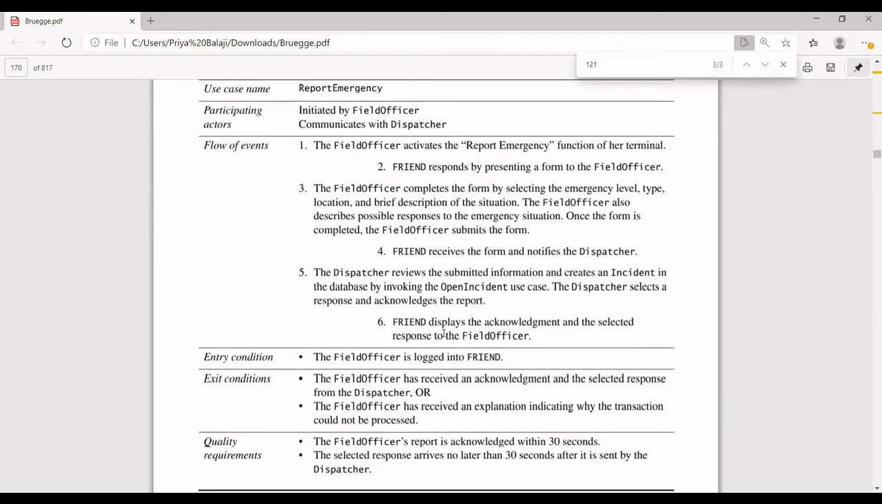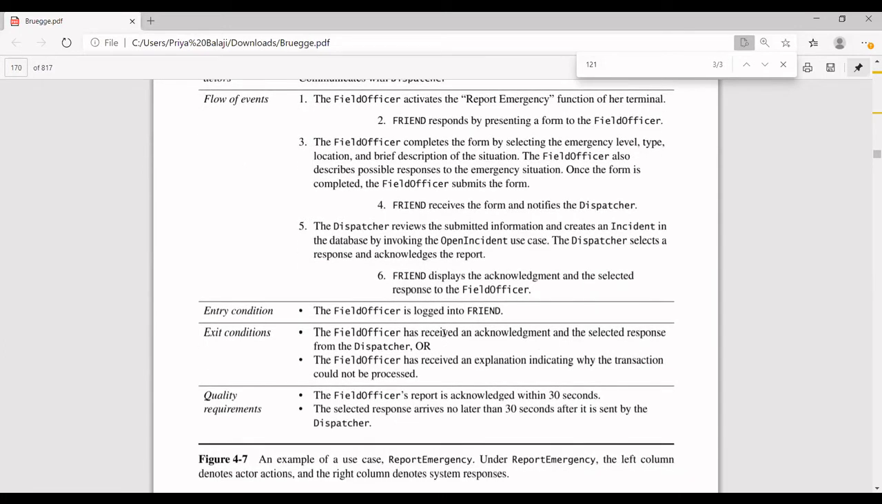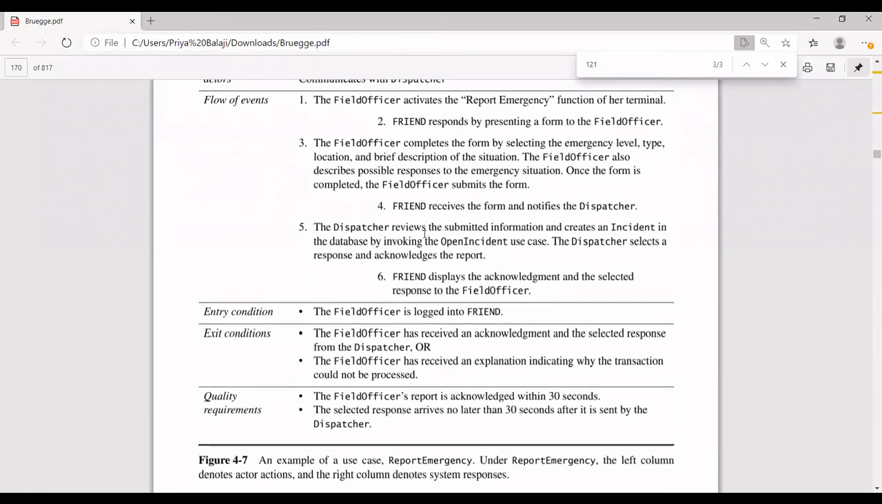So what is the entry condition? When you log in, that is an entry condition. What is the exit condition? Once you get the acknowledgement, or if any transaction fails, or you cannot process it, that also can be an exit condition. And what is the quality requirement? Within 30 seconds or within 15 minutes, you have to get the resources. After 15 minutes or after 1 hour or 2 hours, if you are getting the resources, there is no use of the particular application. And here they have shown the flow of events.